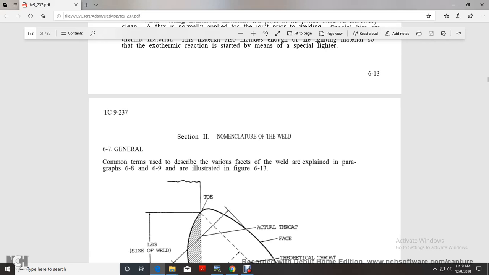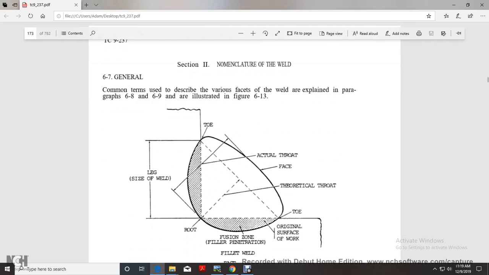Alright, Section 2, Chapter 6. Nomenclature of the weld, 6.7. The general, common terms that describe the various facets of the weld are explained in paragraphs 6.8 and 6.9, illustrated in figure 6.13.